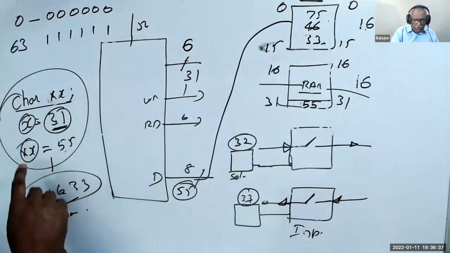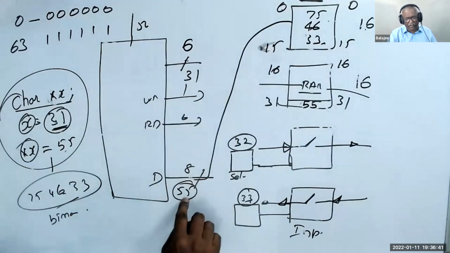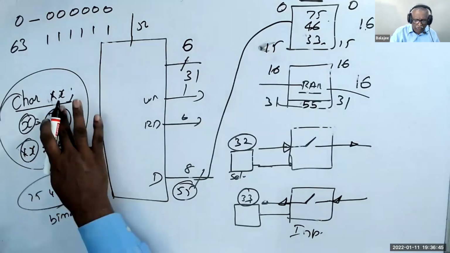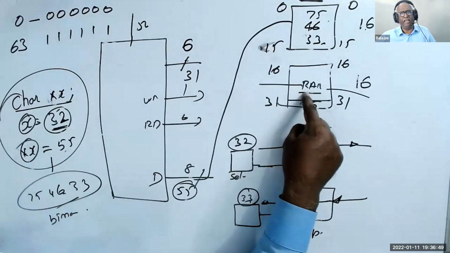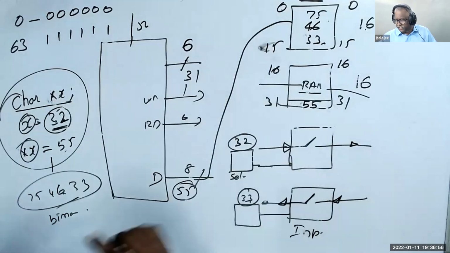While executing, you put the address 31, and your data is 55. It will write here. Suppose you say 32 here. 32 does not belong to the RAM. 32 belongs to the output. So there are 8 pins.